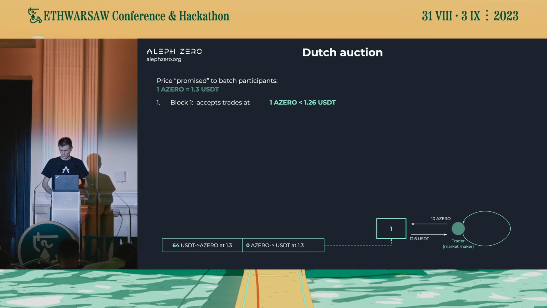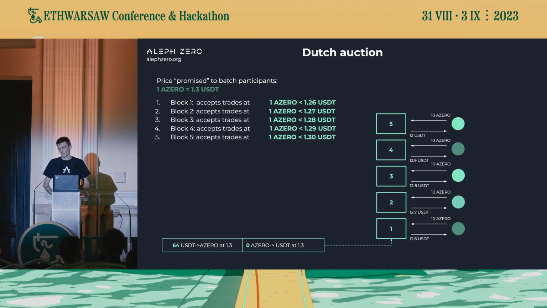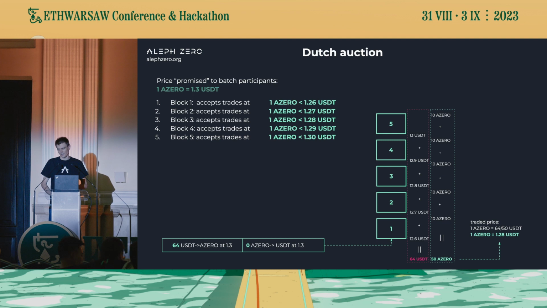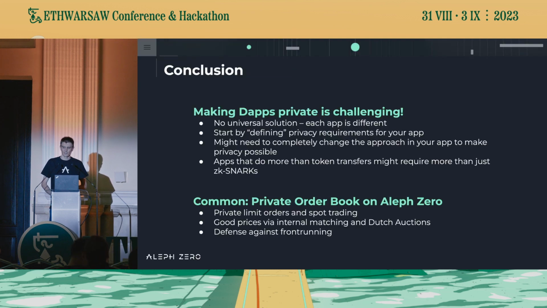So this is the Dutch auction. I will skip through it because I'm running out of time. But this is quite standard. It's just for economic efficiency of the DEX. And basically then all the results of the internal matching and the Dutch auctions are combined, and the user can claim the traded tokens.